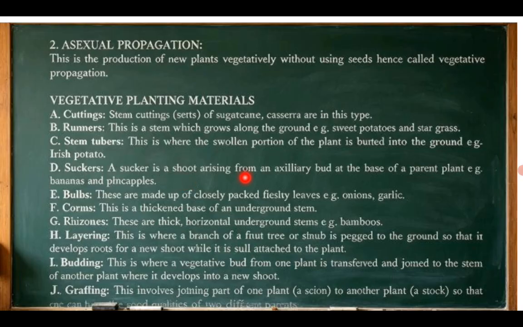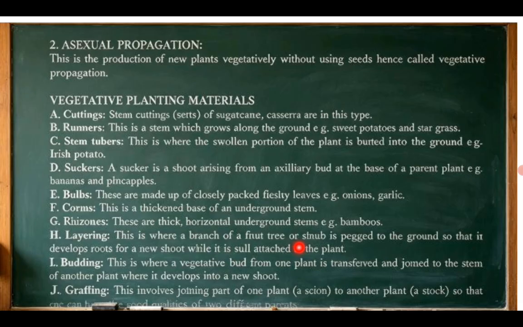Suckers. A sucker is a shoot arising from an axillary bud at the base of a parent plant. For example, bananas and pineapples are grown using suckers. Bulbs are made up of closely packed stems, such as, for example, onions and garlic. Corms, this is the thickened base of an underground stem. Rhizomes are the thick horizontal underground stems, for example, bamboos.